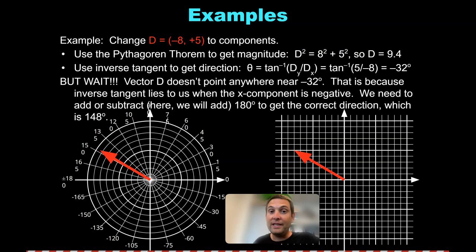Here's an example where we needed to do something with that 180 degrees because we get the negative angle. So we're going to add or subtract. Here we're going to add to get the correct direction, which is 148 degrees.